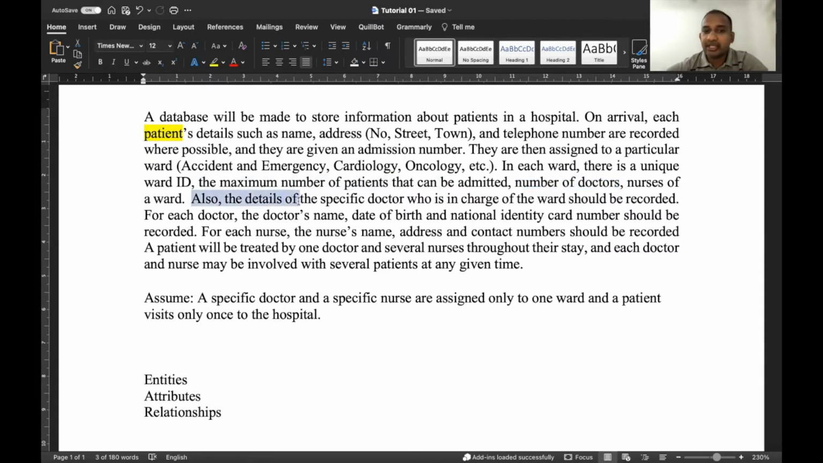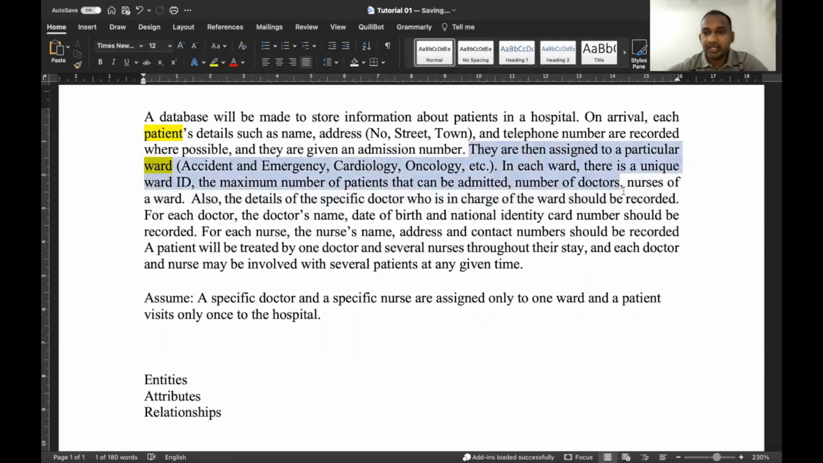Also, the details of a specific doctor who is in charge of the particular ward. That means the doctor in charge of that ward should be recorded. So this highlighted part is talking about another entity, that we can call a ward.